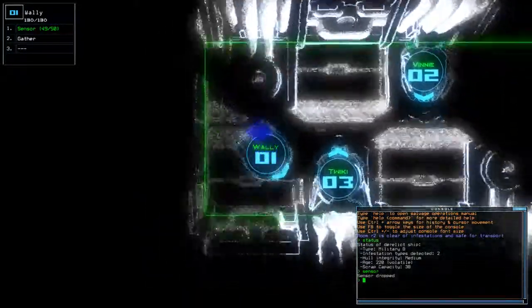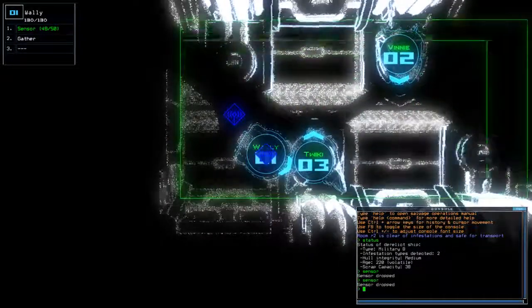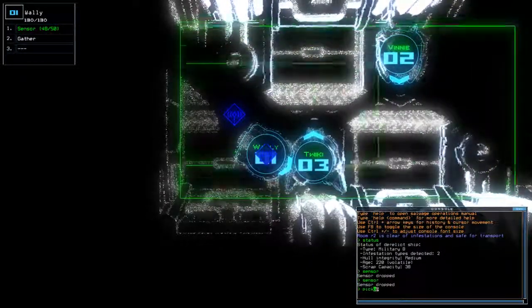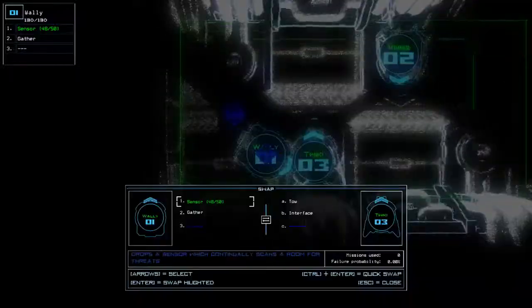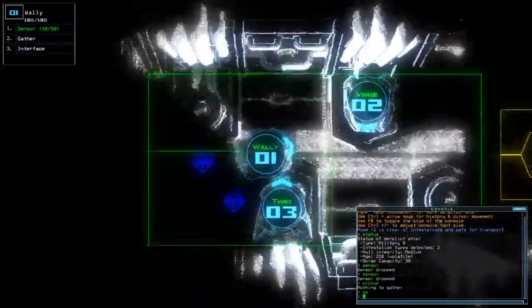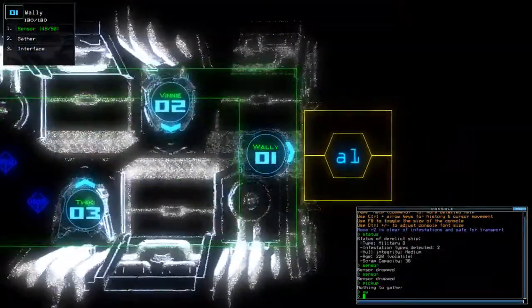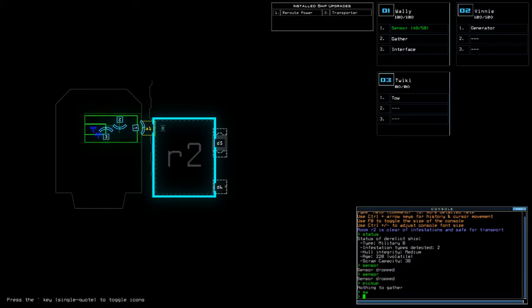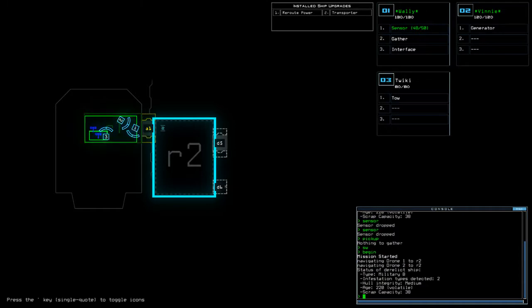So yeah, could be. I don't want to do that. Whatever. I want to swap. It could be an interesting mission for varying runs because of transporter. But without further ado, let us begin.